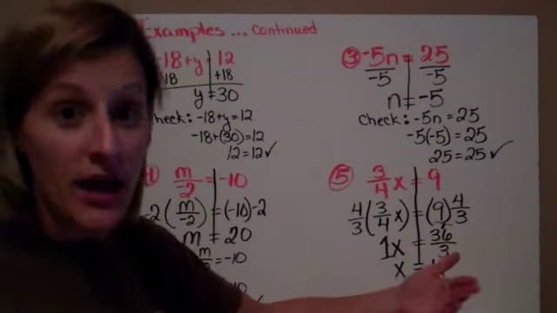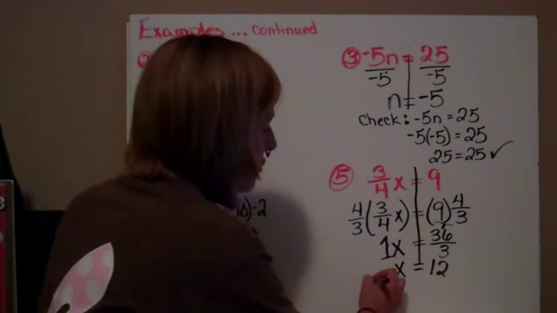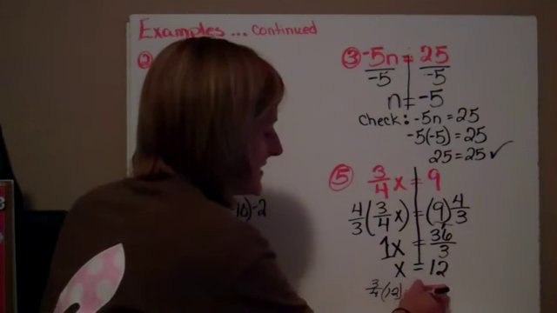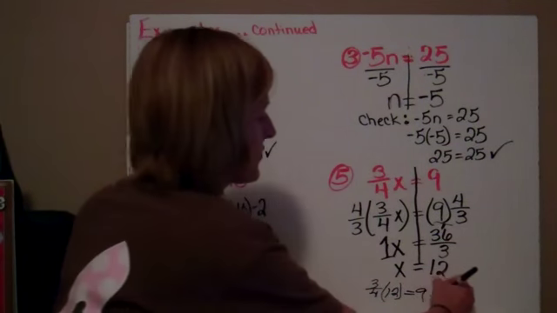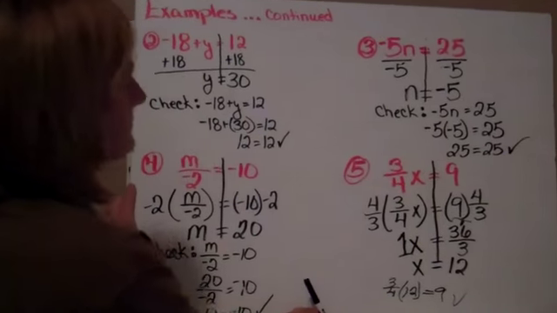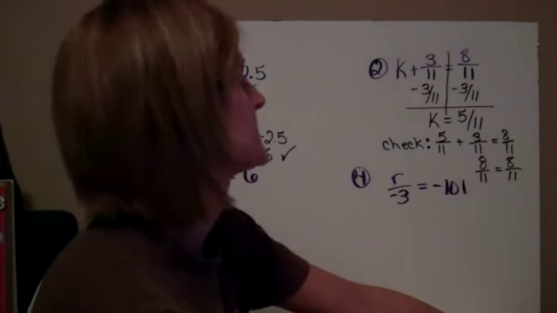Now I need to check my work. 3/4 times 12 does equal 9, so that answer is correct. Alright, let's look at some practice.